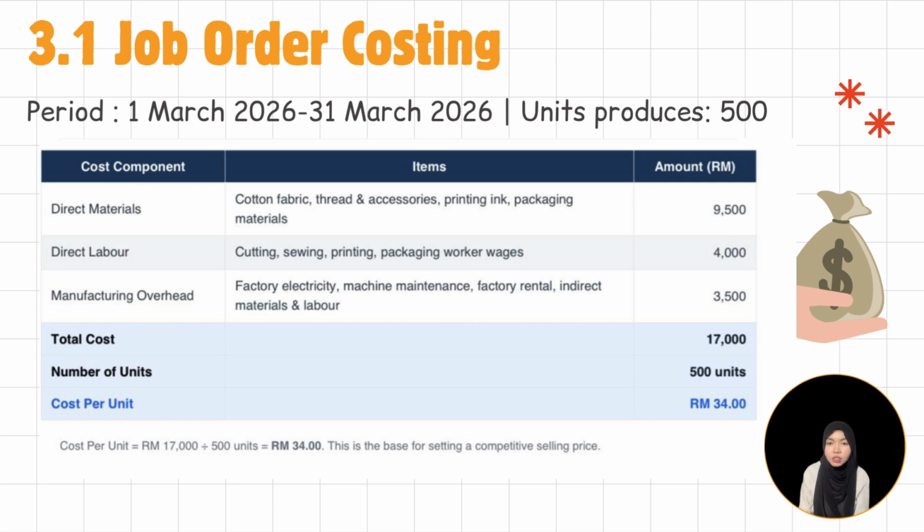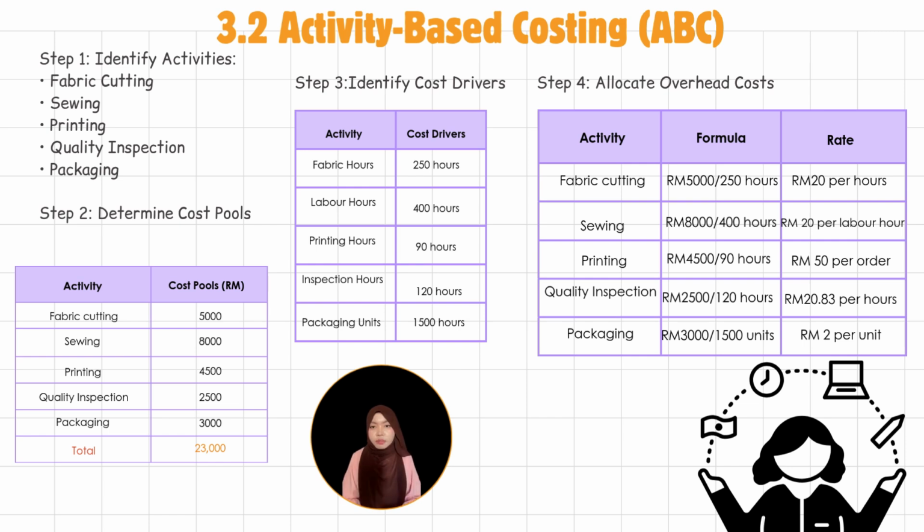When we add all 3 together, the total production cost is RM17,000 for 500 units, which means each t-shirt costs RM34 to produce. Now, activity-based costing allocation for our premium cotton t-shirt production.